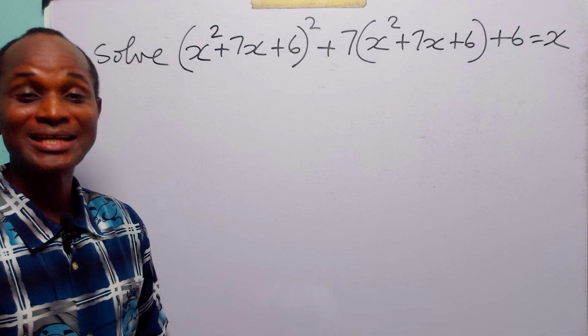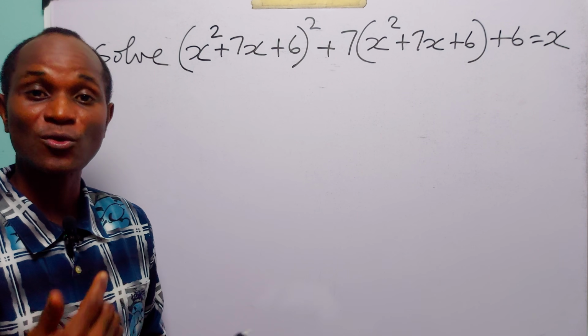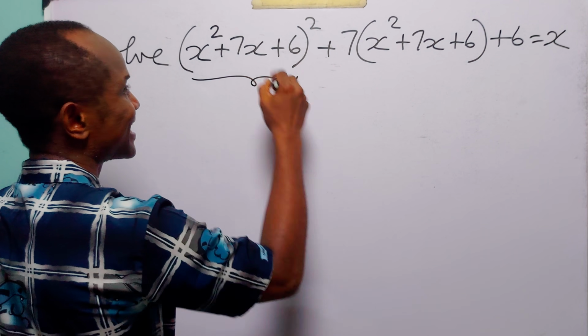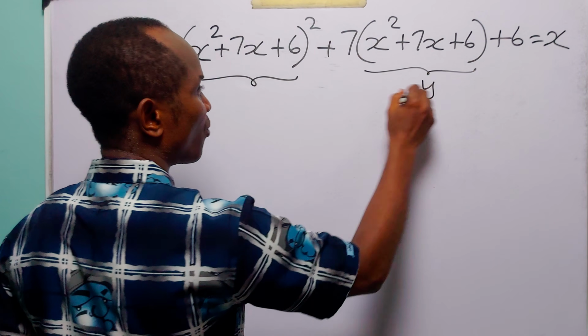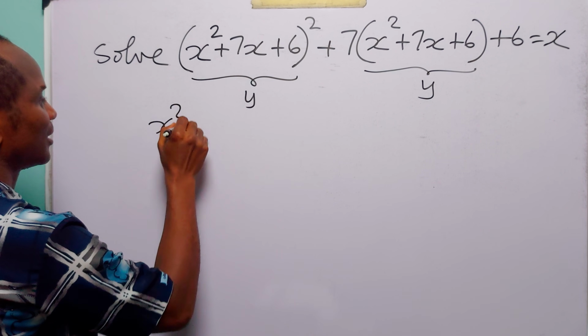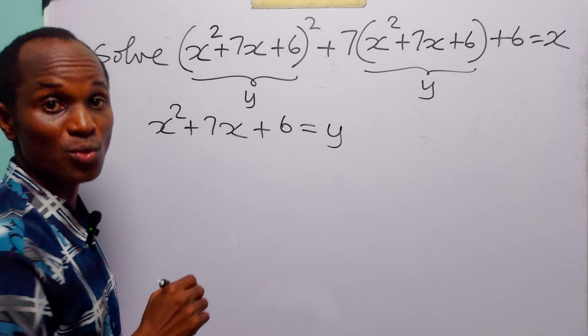Hello and welcome. The easiest way to solve this equation for real values of x is to start with a substitution. We are going to call the quantity inside the bracket y. So we have that x squared plus 7x plus 6 is equal to y.